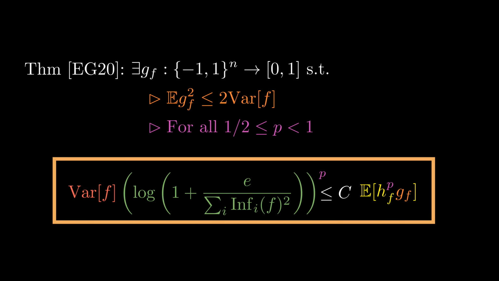The expected value of the square of this function is bounded by the variance of f, and using the Cauchy-Schwarz inequality, this formulation of Talagrand's conjecture can prove the KKL inequality even when the variance is not lower bounded by a constant.